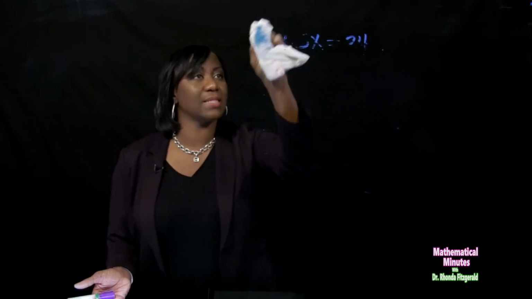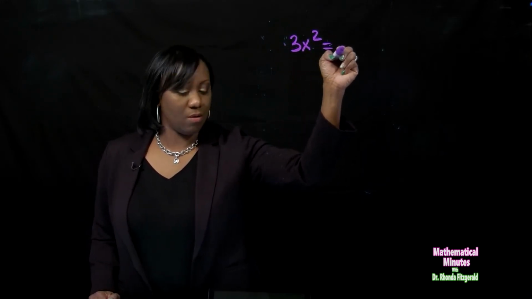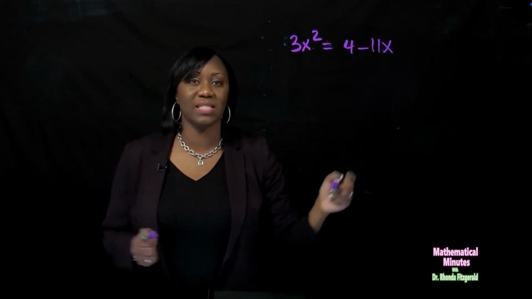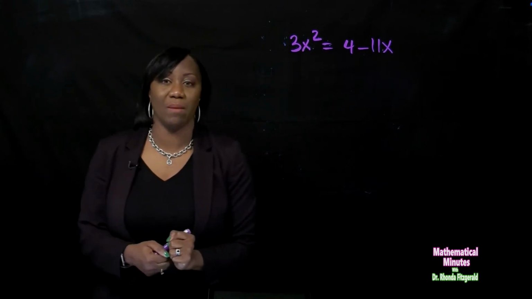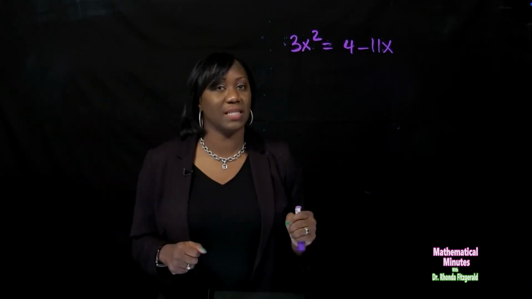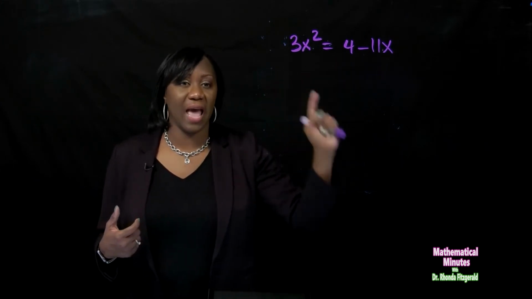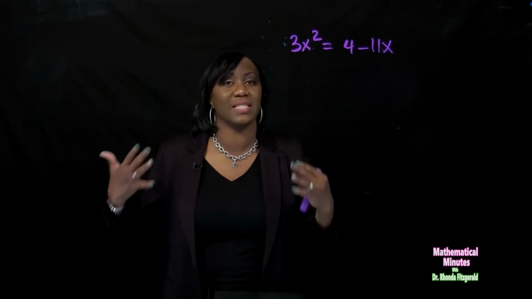So my next example is 3x squared equals 4 minus 11x. So notice this one looks slightly different than the one before, but the concept still remains the same. We want to have all terms on one side and have it equal to 0. So once again, put this thing in standard form.